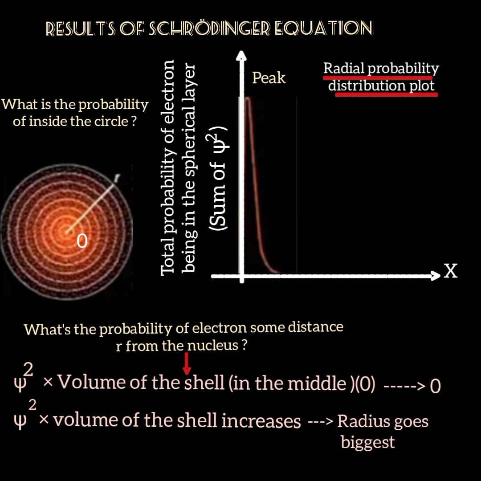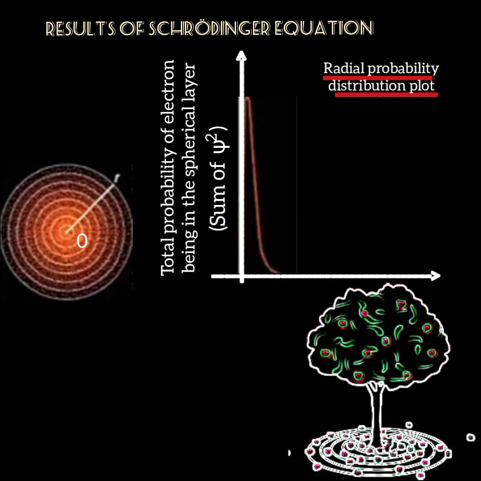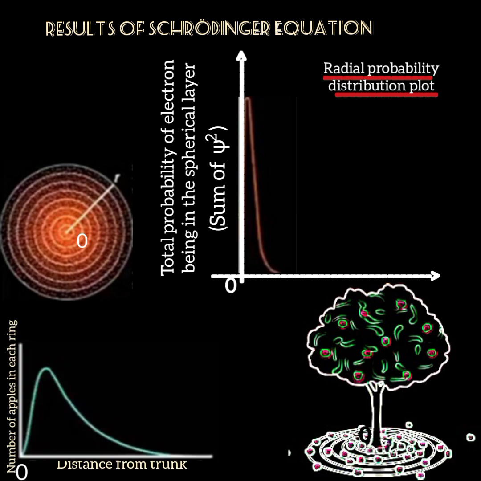For example, imagine apples falling off a tree, and count the number of apples in the given rings. Right here, at the trunk of the tree, there are no apples fallen, so this is 0. In the first ring, there are several apples, but not many, because the ring is small.